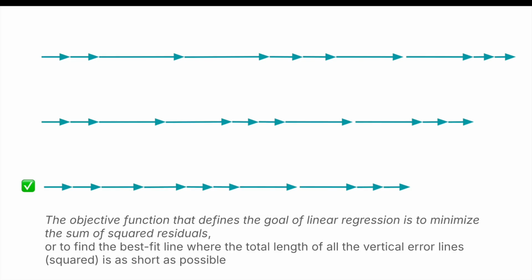And we're going to try to find the shortest one. So the objective function that defines the goal of linear regression is to minimize the sum of squared residuals, or to find the best fit line where the total length of all of the vertical error lines squared is as small as possible. And so that's what we're trying to do here. We're trying to find the smallest error overall.